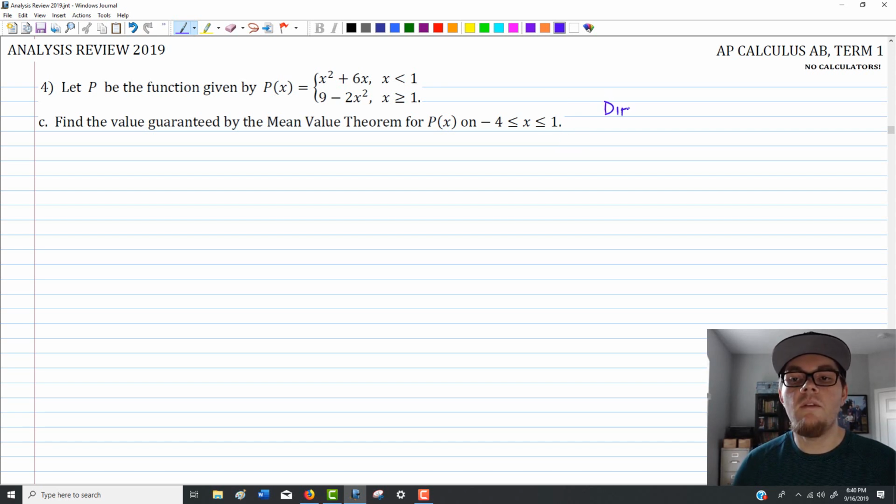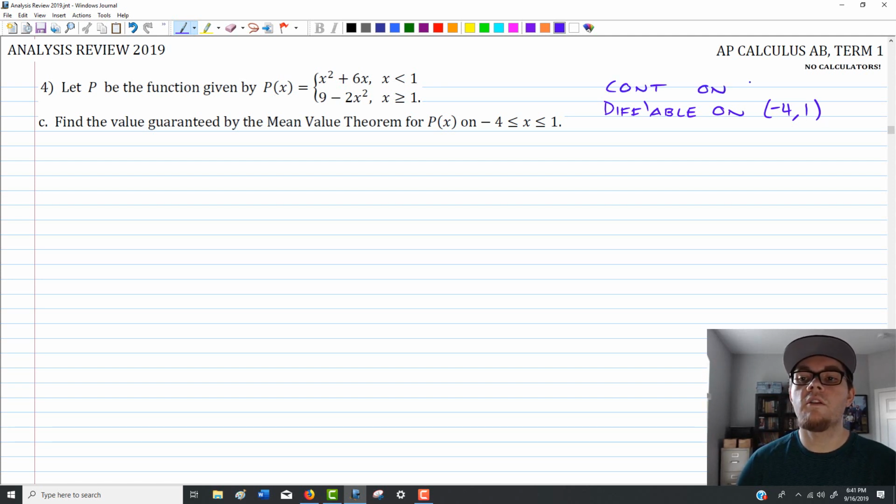But remember, in the mean value theorem, you only have to be differentiable on the open interval. It doesn't matter what's happening on the endpoints. Although that rarely comes up, in this case it does. You would need to be continuous on the closed interval, but we already showed this is a continuous function, so we're okay to do this.